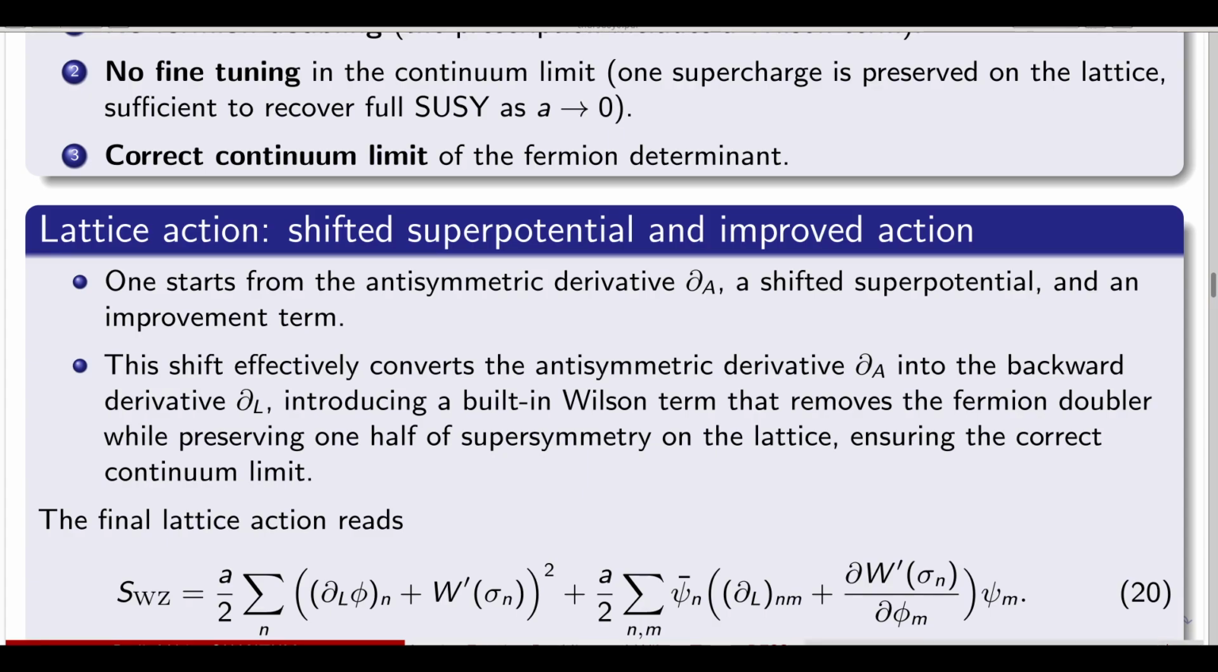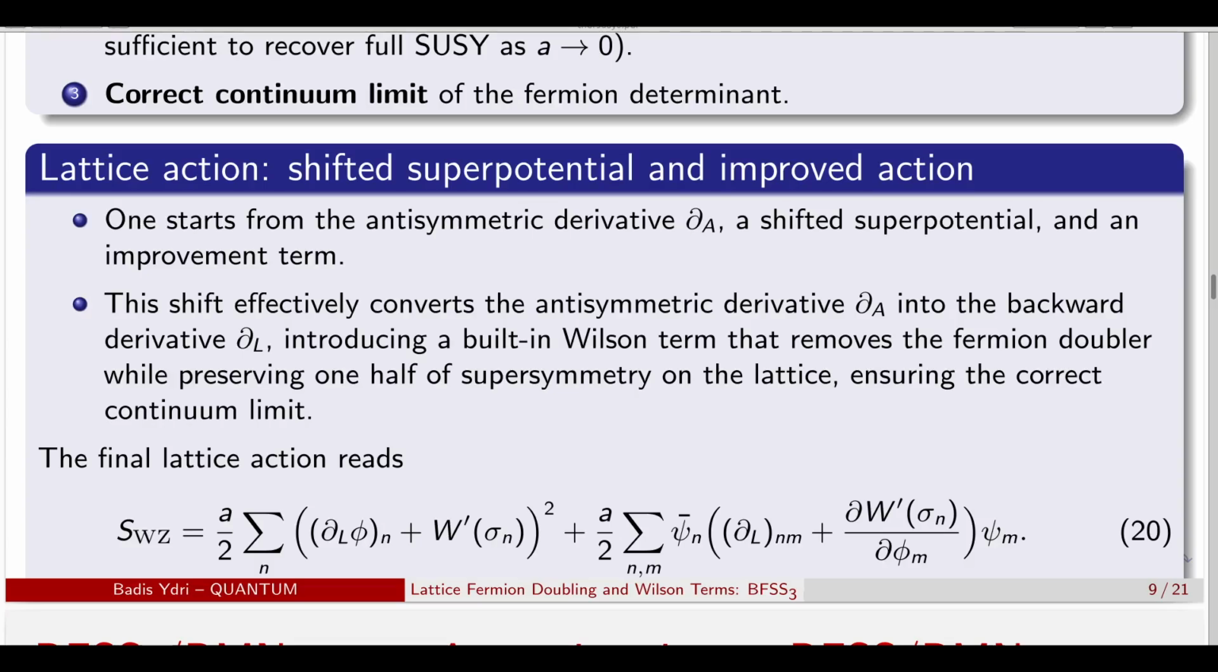This formulation achieves a delicate balance. It eliminates doublers through the built-in Wilson term, and it keeps a remnant of supersymmetry exact at finite lattice spacing, guaranteeing the proper continuum restoration of the full theory.